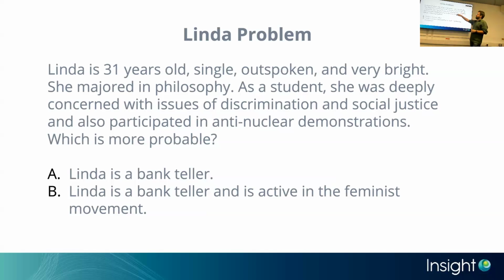Linda is a 31-year-old, single, outspoken, and very bright. She majored in philosophy. As a student, she was deeply concerned with issues of discrimination and social justice, and also participated in anti-nuclear demonstrations. Which is more probable? Linda is a bank teller, or Linda is a bank teller and is active in the feminist movement. So who thinks it's A?